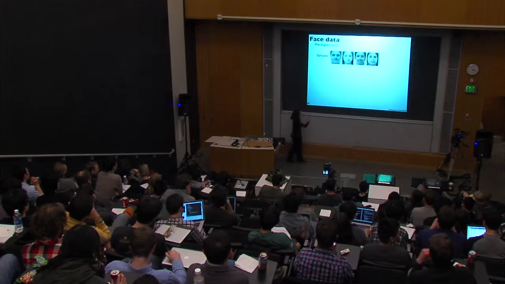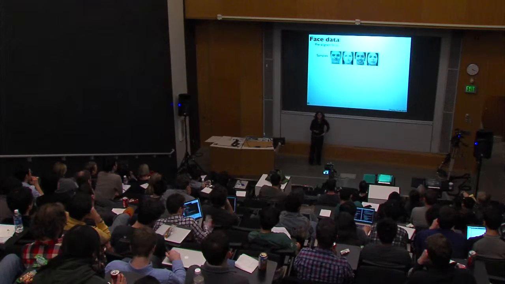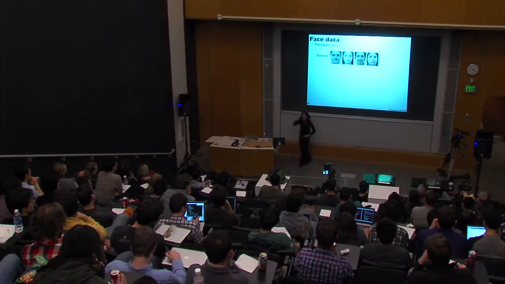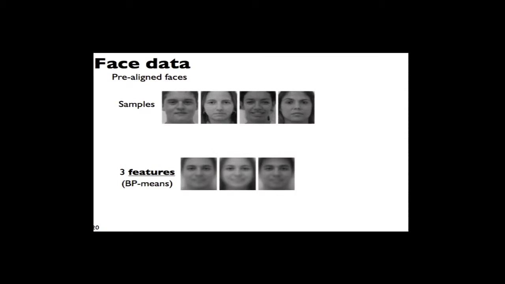We can also look at another data set, which is a collection of axis-aligned faces. So here are 4 examples. And we can run BP-means on these axis-aligned faces. And we get the following. So let me explain what's happening here. We get an average face.